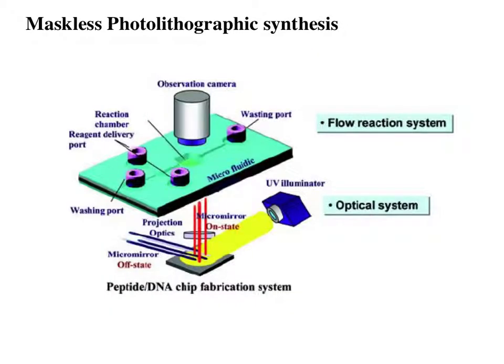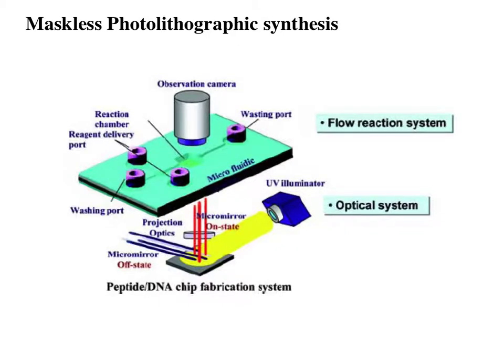You can then conduct maskless photolithographic synthesis with advances of optics, so that you can actually control where the UV is being placed on the surface of your chip, and using microfluidics to deliver reagents and wash so that you can generate polypeptides very easily without using a mask on the surface.